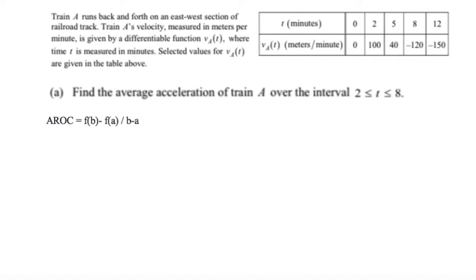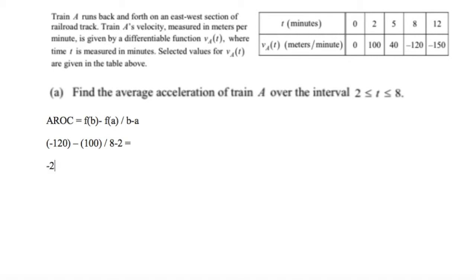So all we're going to do is negative 120. Sorry about that. So minus, and then we're going to subtract our 100 under the 2 value, and then we're going to divide that all by 8 minus 2.